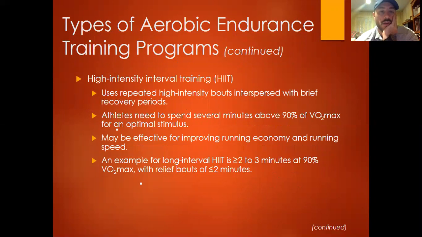HIIT training uses repeated high-intensity bouts interspersed with brief recovery periods. You need to spend several minutes, though, at above 90% for it to be optimal. It may be effective for improving your running economy and running speed. So once again, just because they're an endurance athlete doesn't mean that they can't utilize these higher intensity types of work to improve other aspects of their entire performance. Long interval HIIT is 2 to 3 minutes at 90% of that VO2 max with about 2 minutes of rest. So once again, you're kind of working at that 1-to-1 ratio.